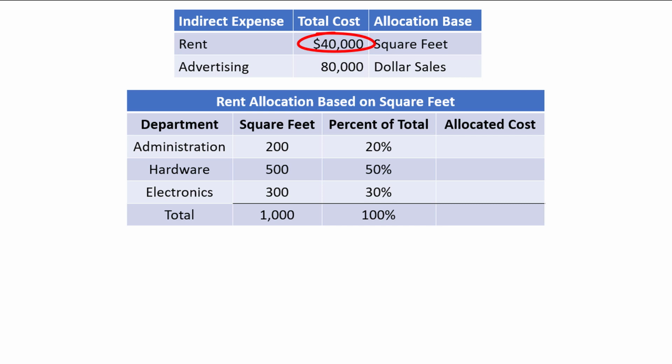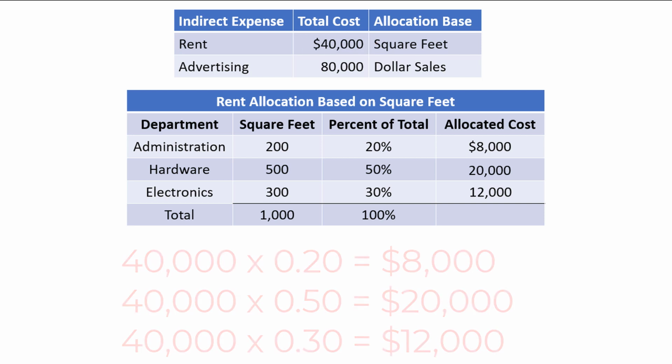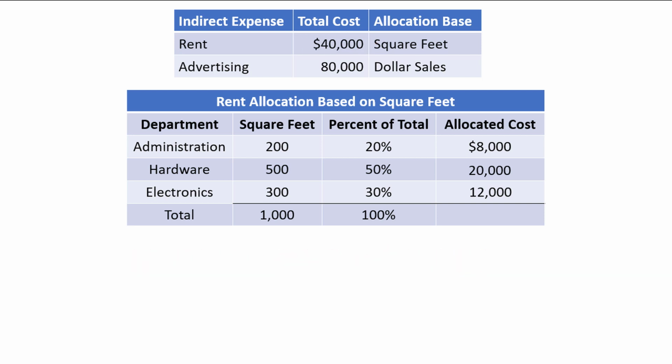When we multiply each percent by $40,000, we get $8,000 in rent allocated to administration, $20,000 allocated to hardware, and $12,000 allocated to electronics. The rent allocations sum to the total rent expense of $40,000.